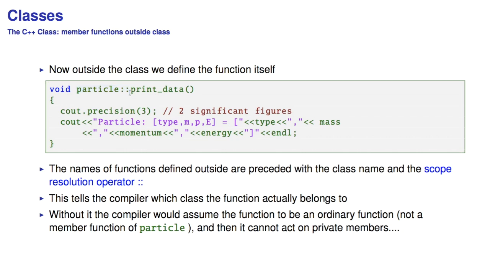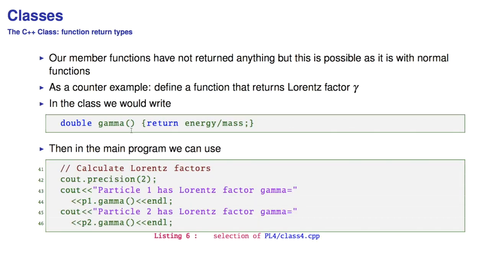If I didn't do that, then this function would not be the class function I'm defining, and it would not have access to private members. Since this is a function inside the class, this function will have access to type, mass, momentum, and energy, so I can do it that way. If I did not put this in there, the compiler would believe the function to be an ordinary function, not a member function of particle, and then it cannot access private members. So you would get an error message from the compiler, which is not something you want.